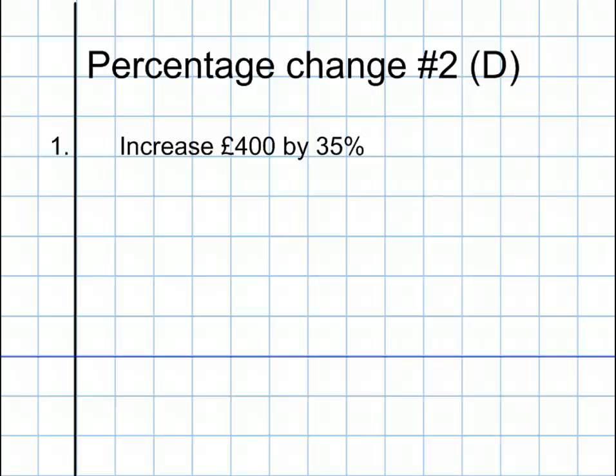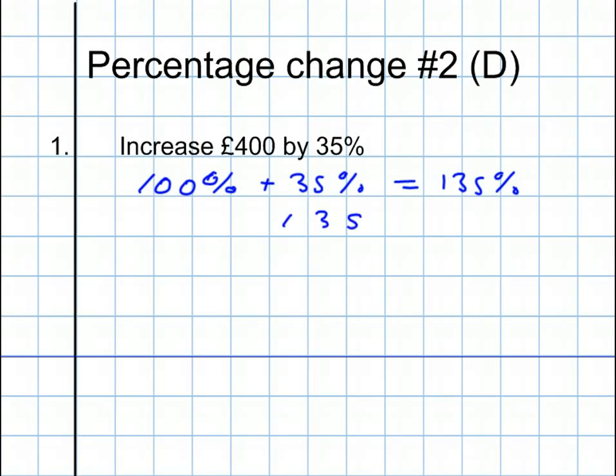It involves using decimals. Increase £400 by 35%. So you start by thinking, look, my original amount is 100%, to which I add 35%, which is 135%. Now, 135% equals 1.35. Remember, I work on turning the percentages to decimals. So what I'm going to do is multiply 1.35 times the £400.